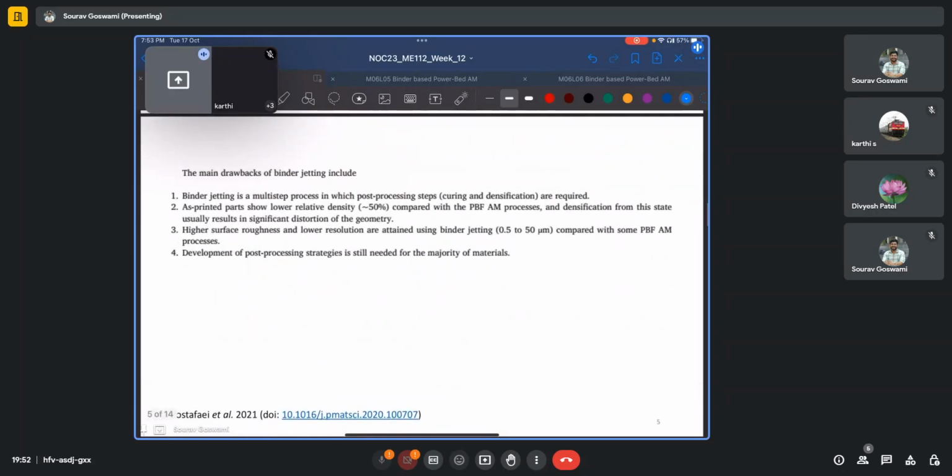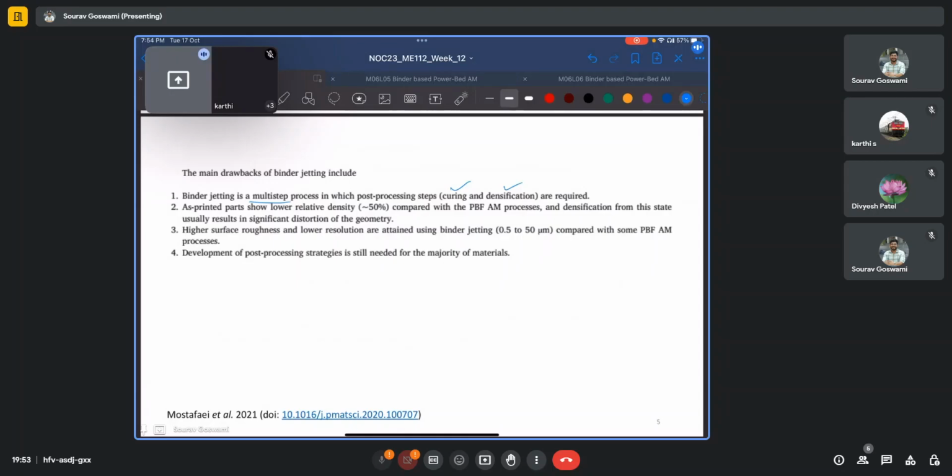However, it is also important to look at the drawbacks and limitations of the process. Some of the major drawbacks are listed here. First, binder jetting is a multi-step process. It's not a fire-and-forget type of setup. First we print the green parts, then we burn out the binder, producing a brown part. Then we sinter it to produce the final part. So it involves multiple steps and post-processing, such as curing, densification, and infiltration by a secondary material such as copper or bronze.